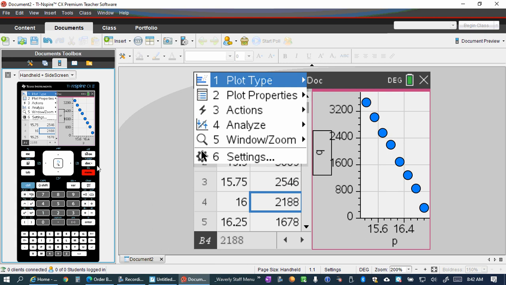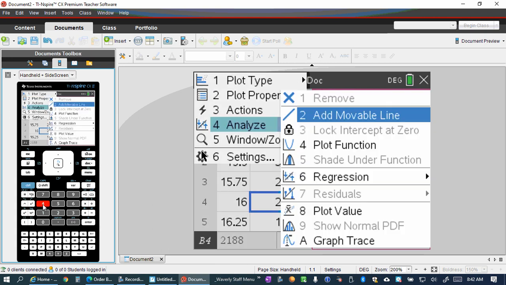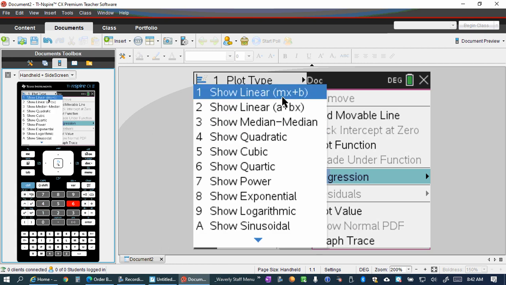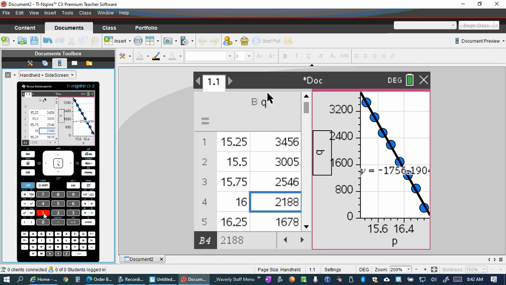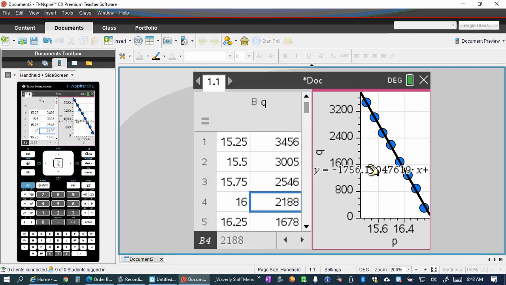Analyze. Let's see, number 4, analyze. Okay. And I want 6 for regression. You can do a bunch of different ones, you can do quadratic regression, stuff like that. This looks really linear, nice straight line, right? So let's do 6 regression, and let's do show linear mx plus b. Right? And that's choice 1. And so there is the equation. You guys, I don't know if you know how to grab things.